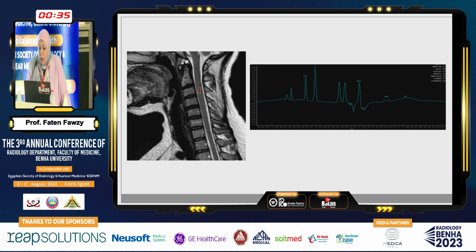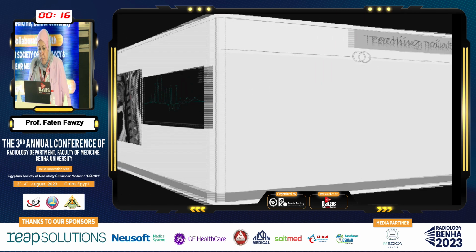This is a case of occult MS with myelopathy symptoms, but no plaques detected on the cervical cord or even the brain, but with early metabolite alterations: elevation of creatine and choline and a mild peak of myoinositol. So we recommend follow-up for development of any plaques.